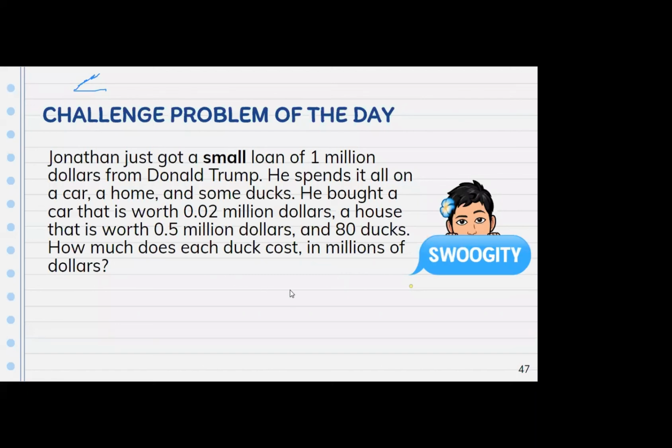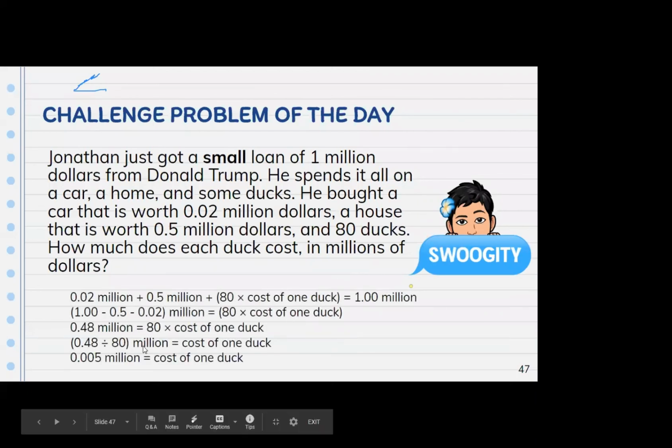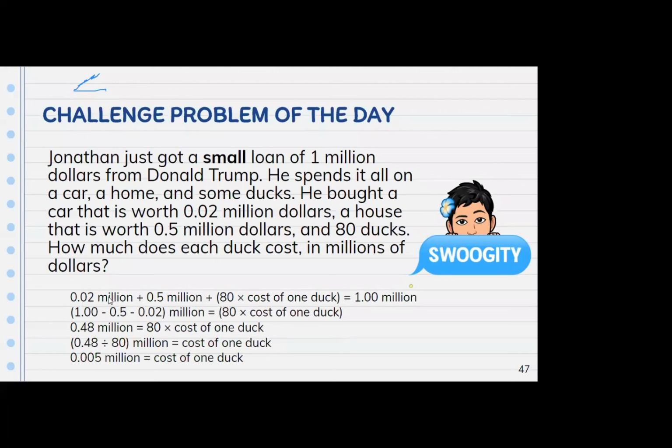So let's try this problem, and then we'll end class. This is the explanation. I'll walk you through it. Don't worry, it looks like a lot. So if a car that is worth this much, plus a house that is worth this much, and 80 times the cost of one duck can equal 1 million.